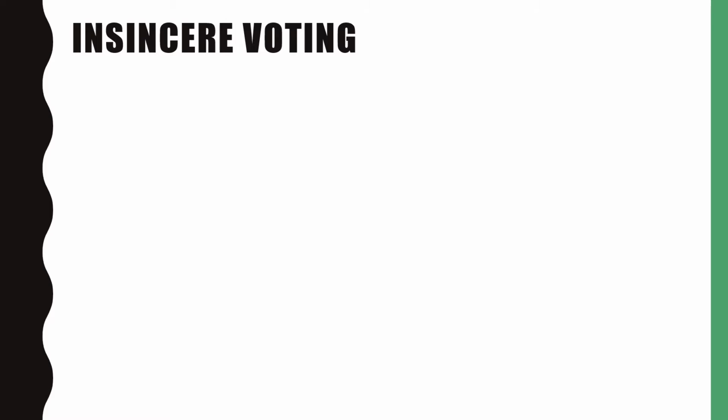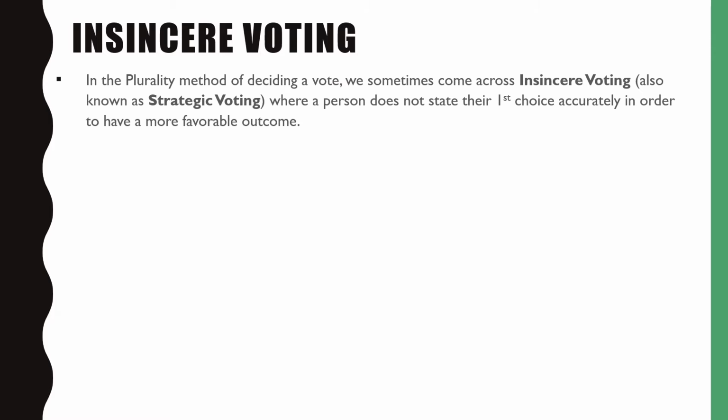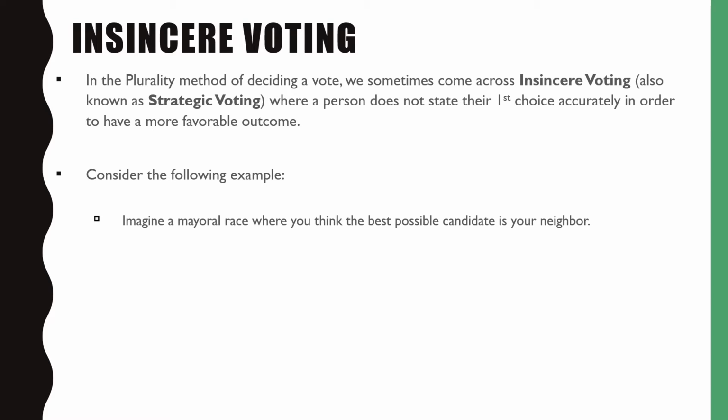One problem we often come across in the plurality method is what's called insincere voting. And all that means is a person doesn't accurately say what their first choice is. They instead lie in order to get a better outcome. If that doesn't make sense, consider the following example.